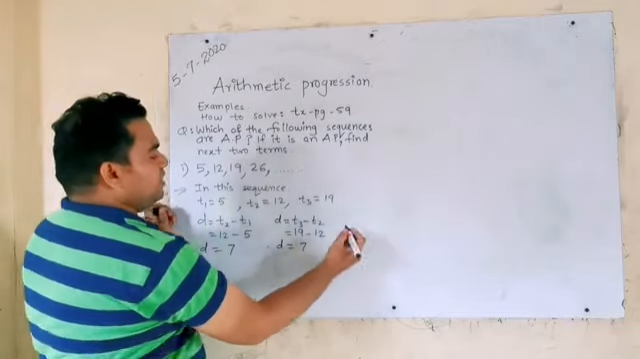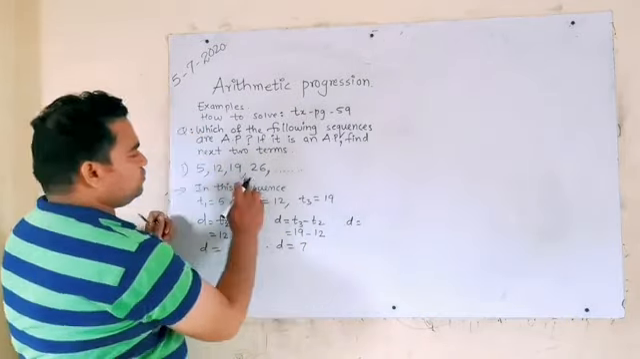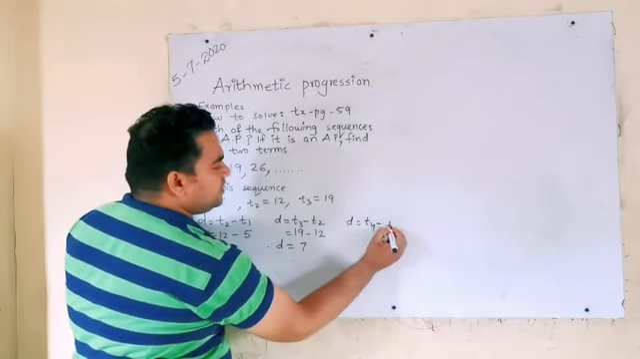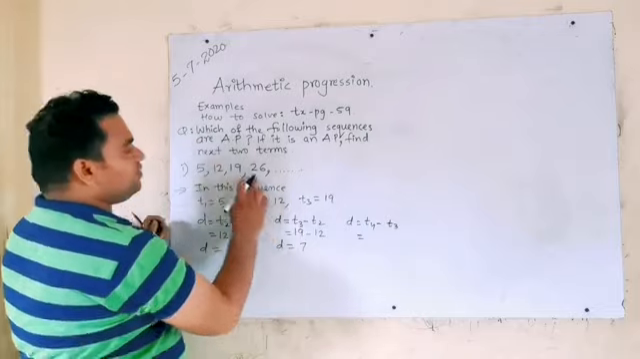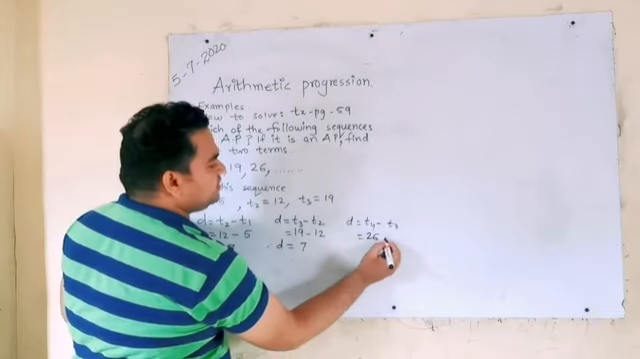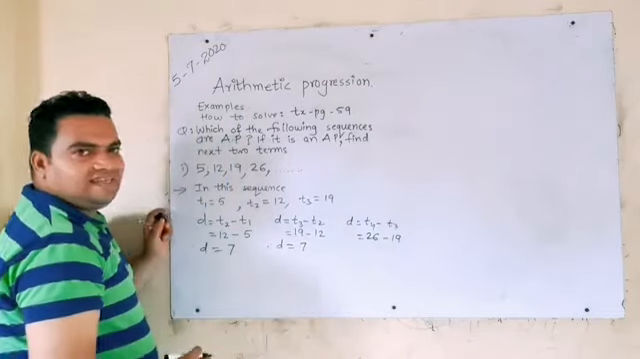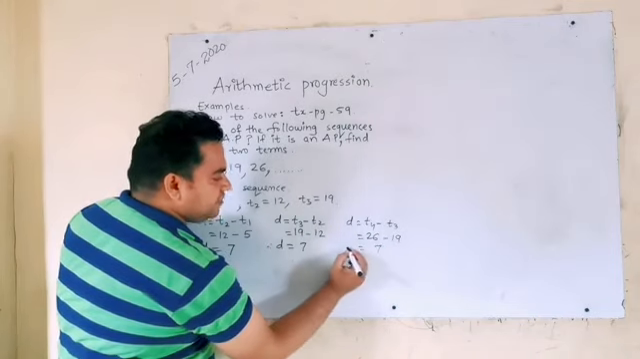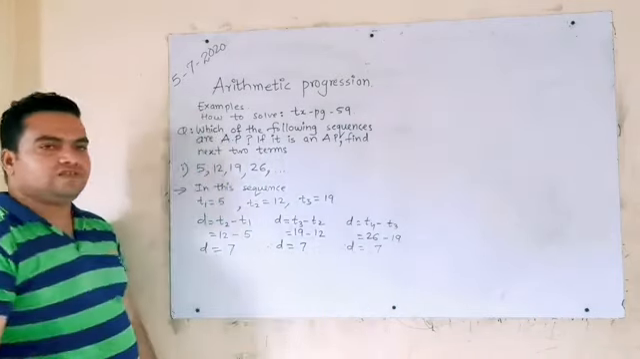Find one more. Here we can see D is equal to T4 minus T3, term 4 minus term 3. What is term 4 here? 26. 26 minus term 3, 19. What is the answer here? 26 minus 19? Yes, 7. So therefore the difference D is equal to 7.